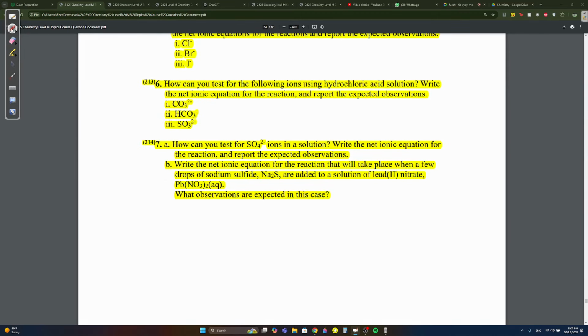Write the net ionic equation. If you add an acid to carbonate, H+ plus CO3 2-, what do you get? Acid plus carbonate always gets you carbon dioxide gas and water liquid. Aqueous, gas, liquid. HCO3-, apparently, behaves like carbonate, so it's just going to be the same thing.